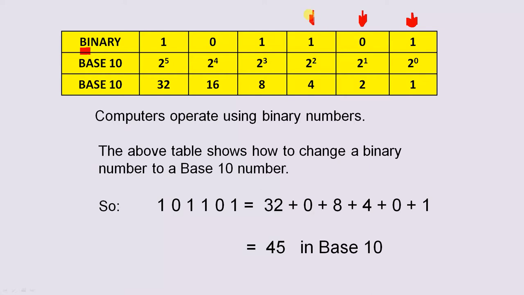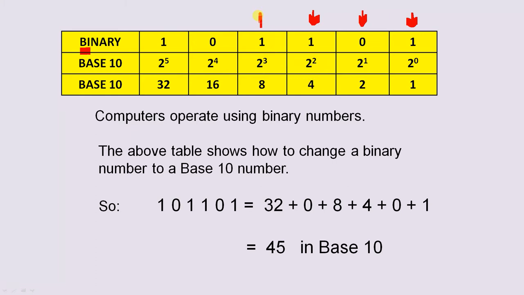For the next one, any digit there, whether it's a 1 or a 0, we're looking at 2 squared. Because remember, the reason we use a 2 is because it's binary. Now 2 squared is 4. So this 1 here actually has a value of 4. Okay, in base 10.